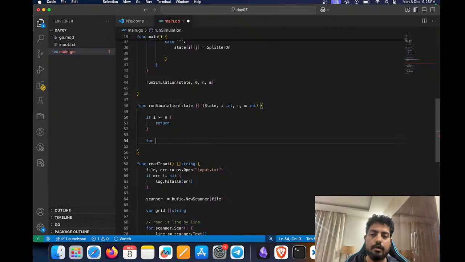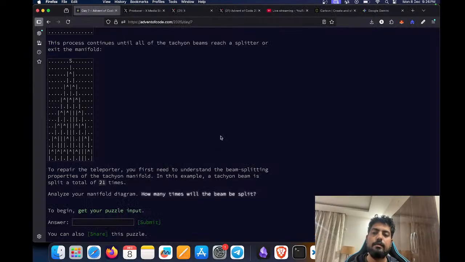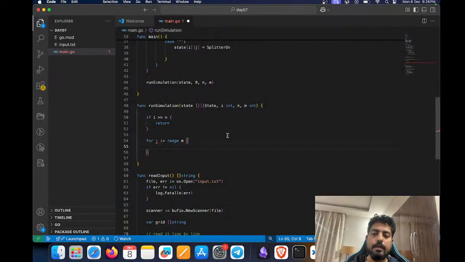for j equals 0, j less than m, j plus plus, or as we learned today, it should be range m. So for all the j, in this current row, for all the columns, we are just updating the state once we go over it. So what are we going to do here? Again, we can have a switch case here, and i is the current row.